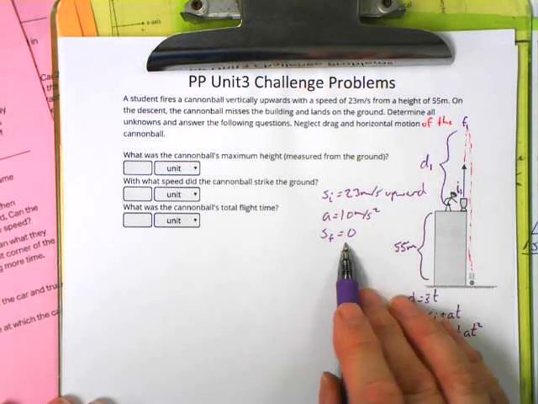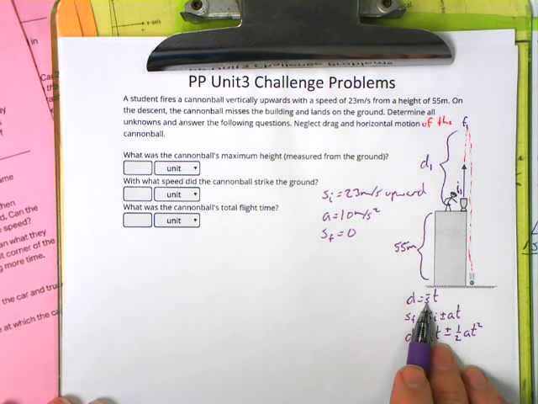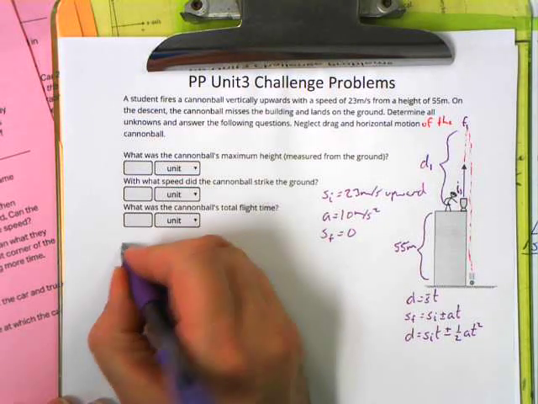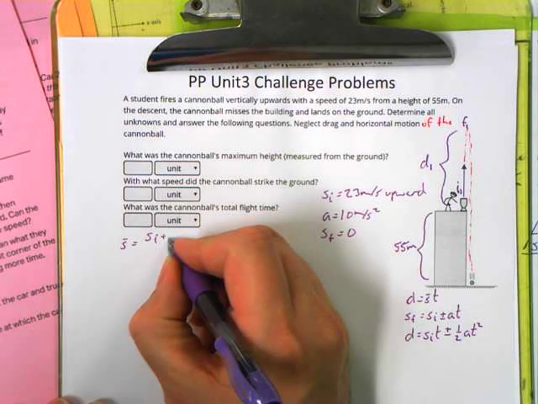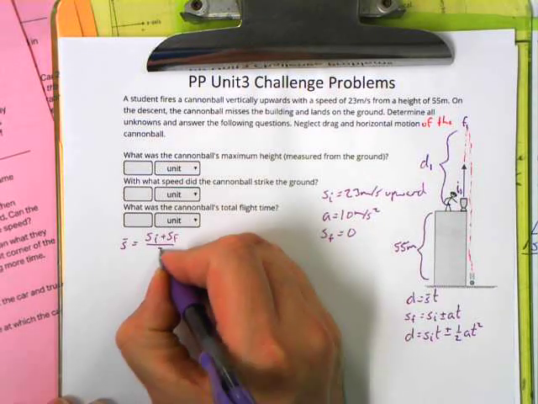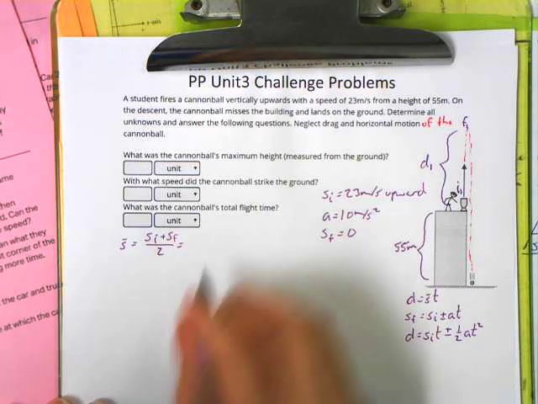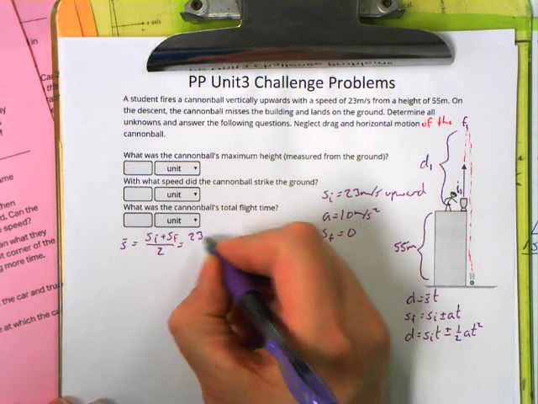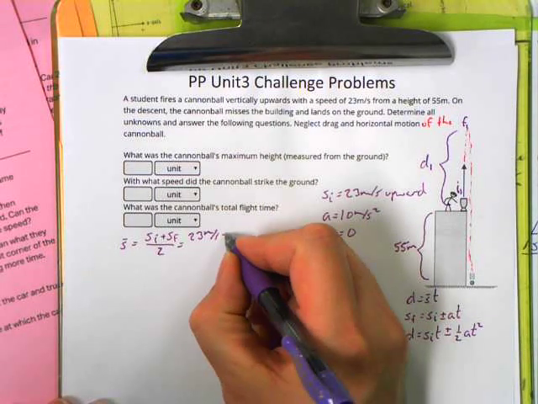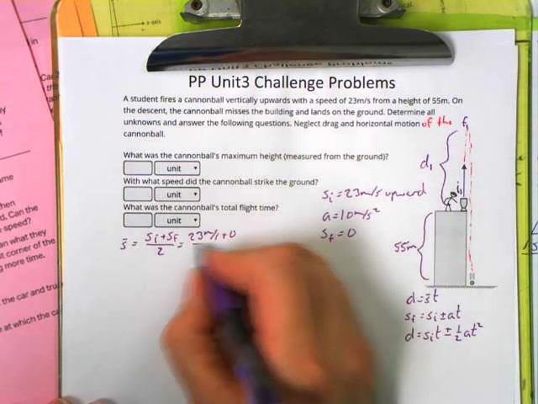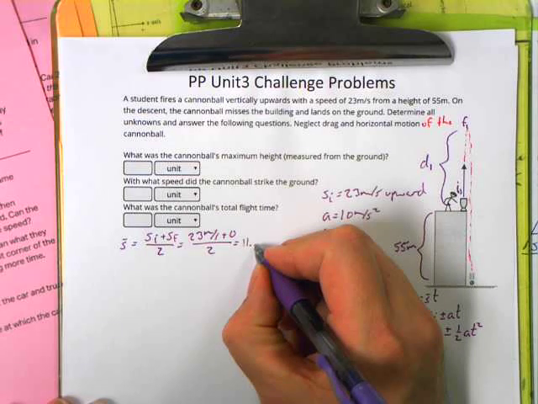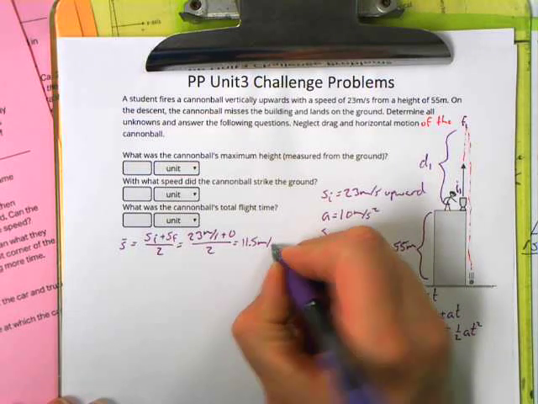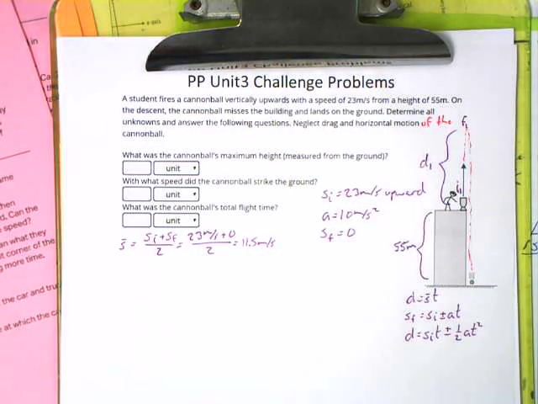We have a final speed of 0. Therefore, we can figure out the average speed. The average speed is going to be equal to the initial speed plus the final speed divided by 2. The initial speed was 23 meters per second, and the final speed is 0. Divide 23 by 2, and we get 11.5 meters per second for the average speed.